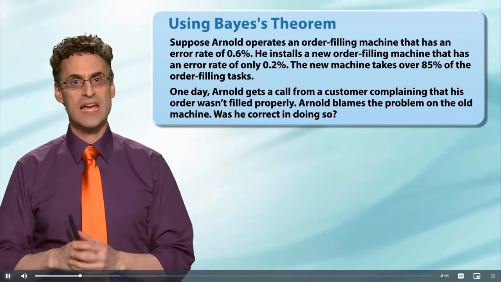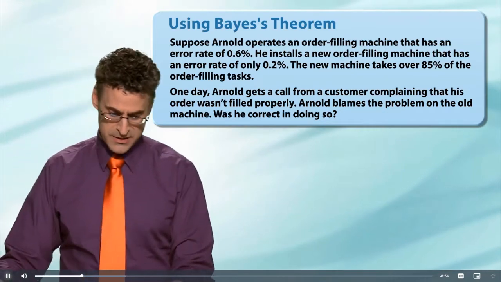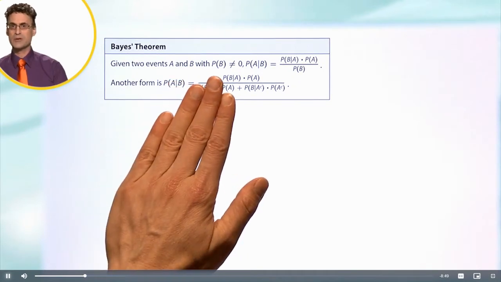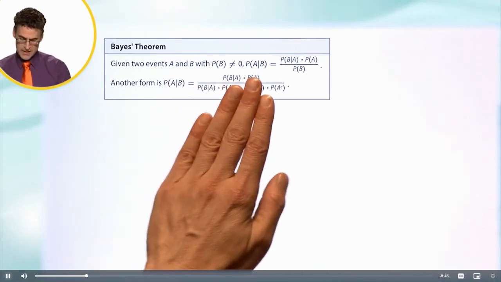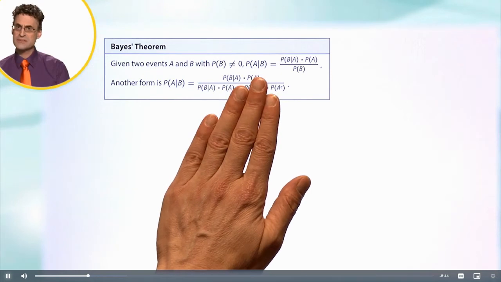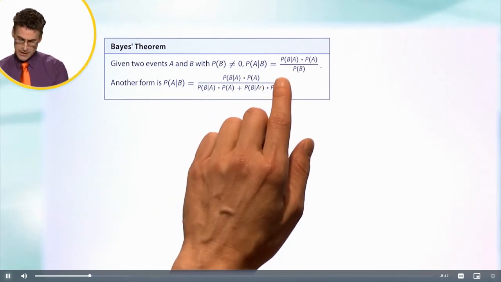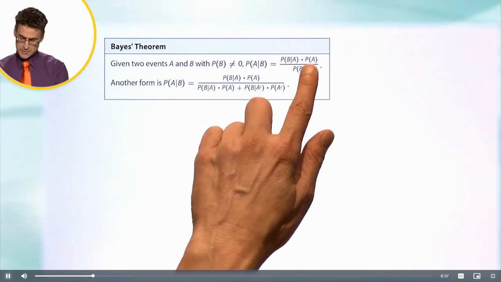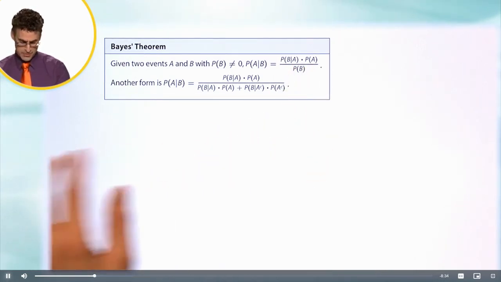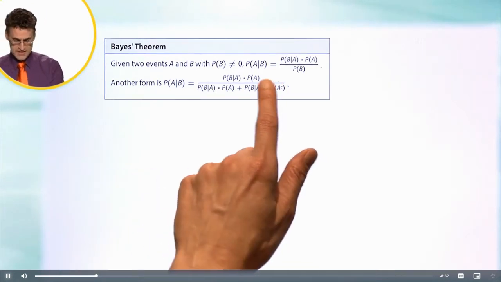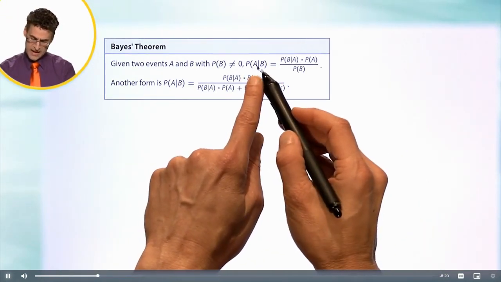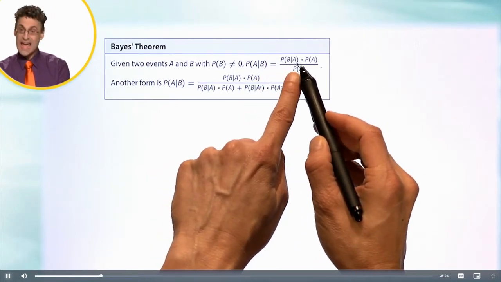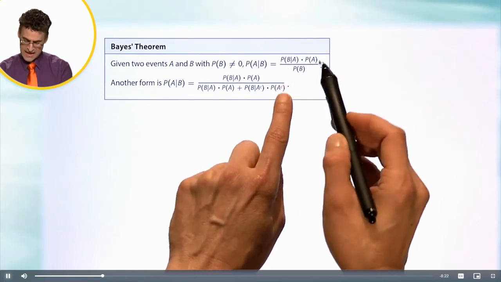And to do so, we actually have to use the wonderful and important Bayes' theorem. Now, Bayes' theorem, let me just remind you, states that if you're given two events, A and B, and the probability that B occurs is not 0, then the probability that A occurs given that B has happened is equal to the probability that B occurs given A times the probability of A, all divided by the probability of B.